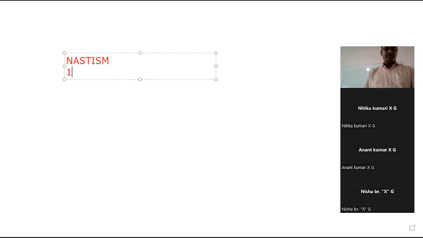Now the types of nastism. Number one, photonastism. Photonastism: the opening and closing of the dandelion flower. When the light is present, the dandelion flower opens, and when the light is not present, the dandelion flower closes. Irrespective of which direction the light is coming from, the plant is opening and closing. So this is an example of photonastism, opening and closing of the dandelion flower.